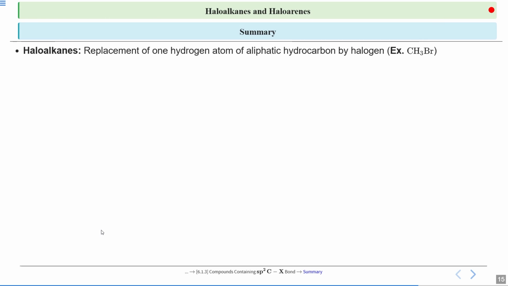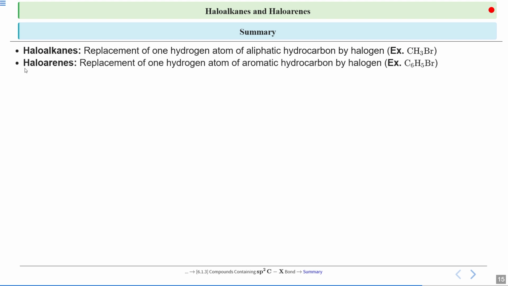Okay, so let's see the summary of what we have covered today. First of all, we have talked about haloalkanes. Haloalkanes form after the replacement of one or more hydrogen atoms of the aliphatic hydrocarbon by halogen atoms like fluorine, chlorine, bromine, and iodine. Example includes CH3Br, methyl bromide, where bromine is the halogen and this methyl group is the alkyl group. So it is forming a haloalkane. After the replacement of one or more hydrogen atoms of the aliphatic hydrocarbon by halogen, we get a haloalkane or alkyl halide.